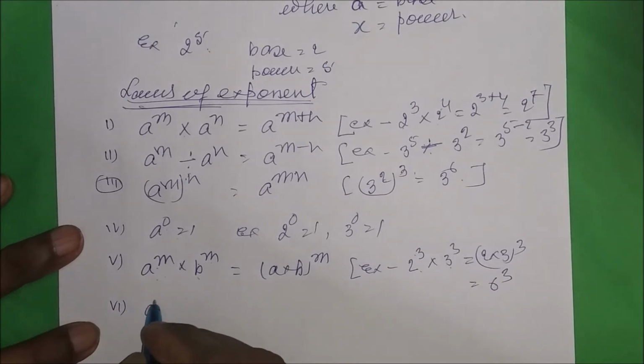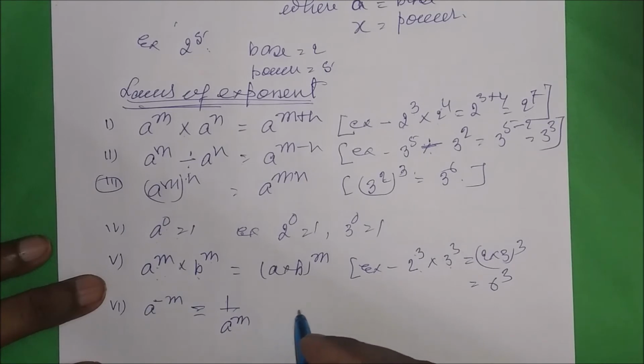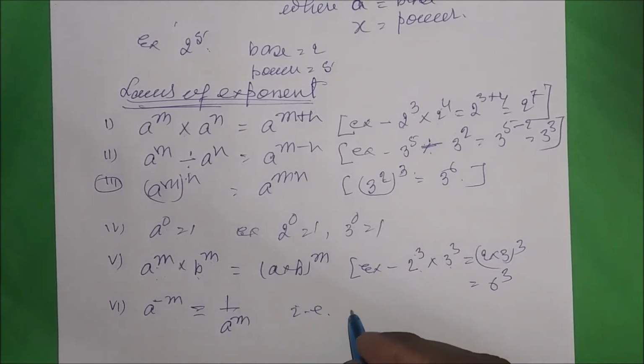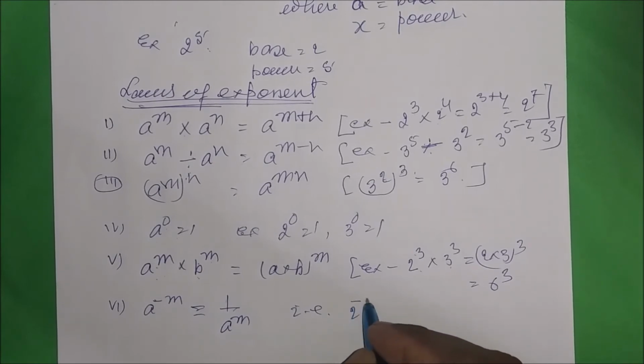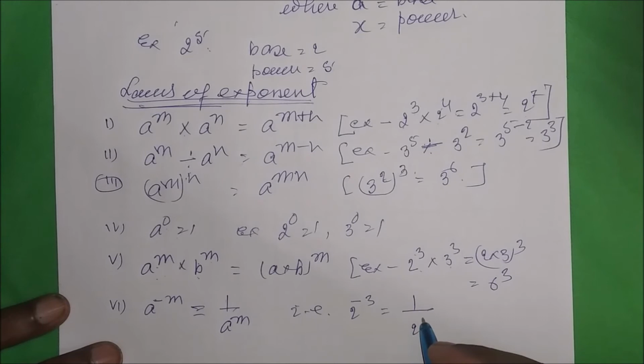Next one: a to the power minus m. When the power is negative, to convert it into positive, you just write 1 upon a to the power m. For example, 2 to the power minus 3. We write 1 upon 2 to the power 3, and it will be 1 upon 8.